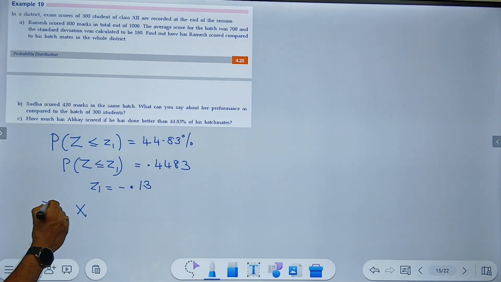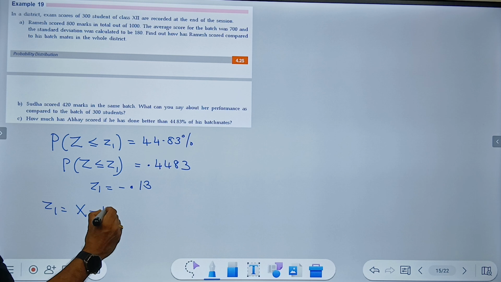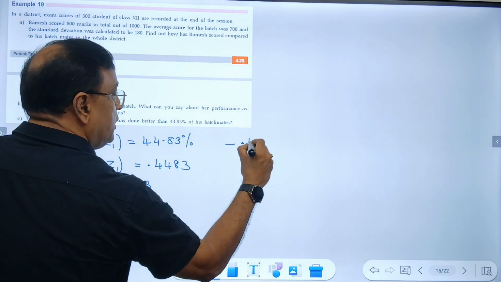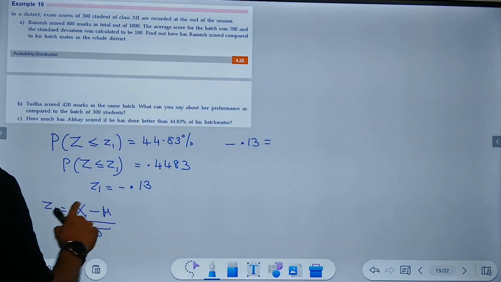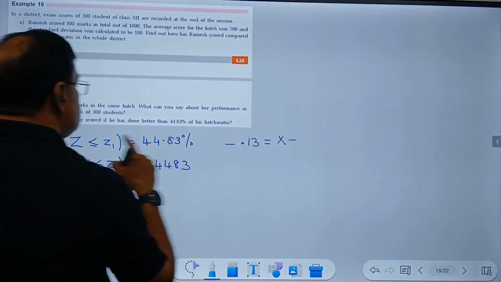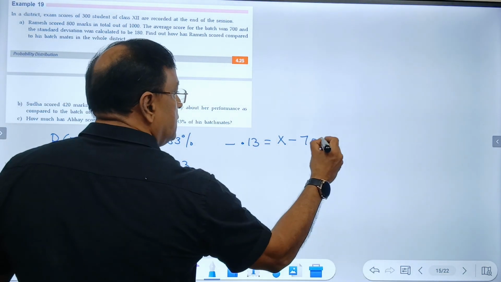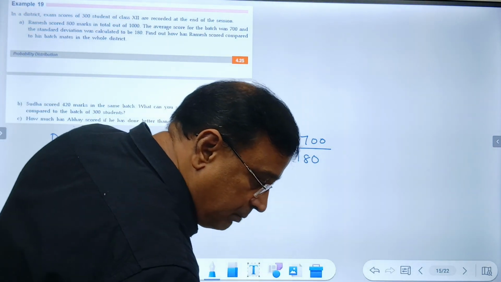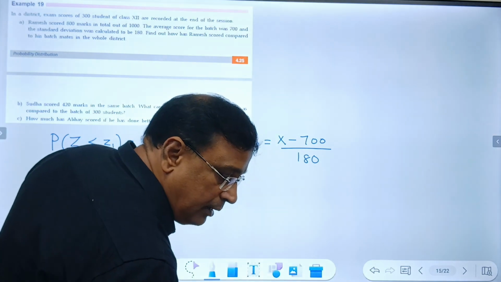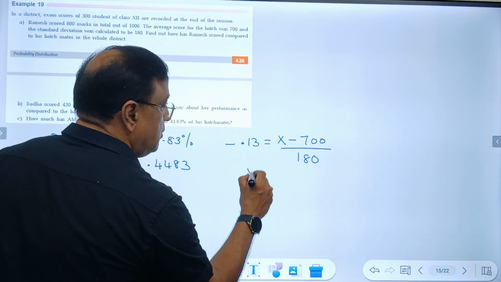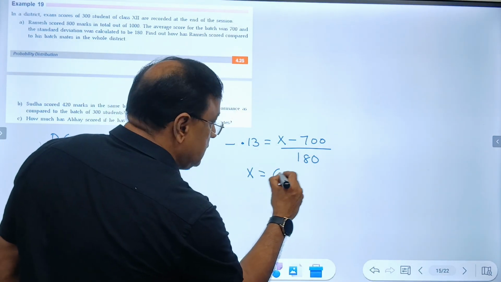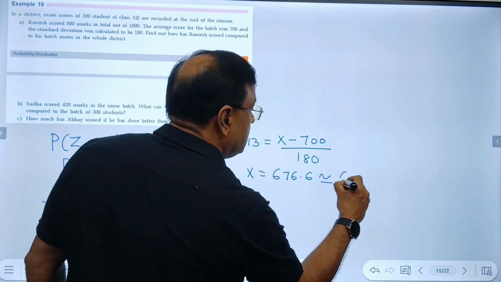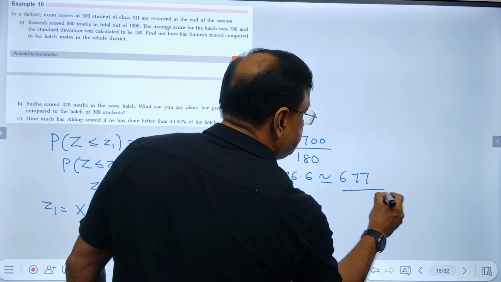So Z1 equal to (X minus mu) by sigma. Now what is Z1? Minus 0.13. And what is X? I don't know. What is mu? Mu is 700. Sigma is 180. Now when we cross multiply and calculate, I am getting X is equal to 676.6, which is approximately equal to 677.